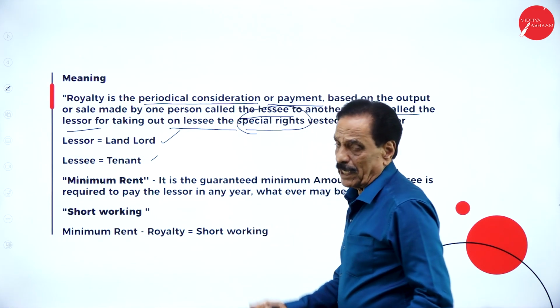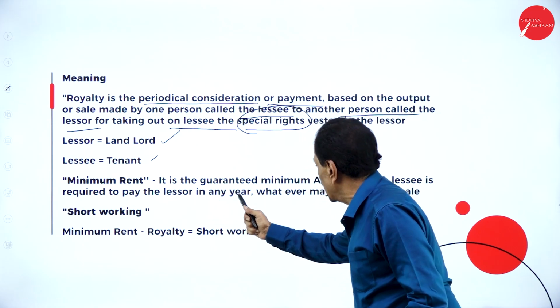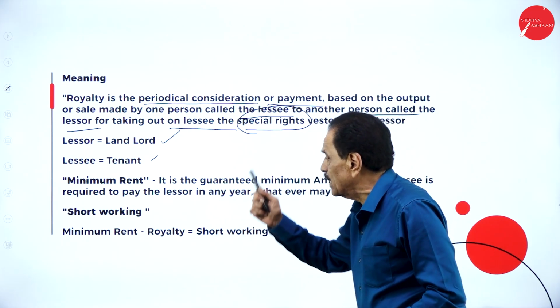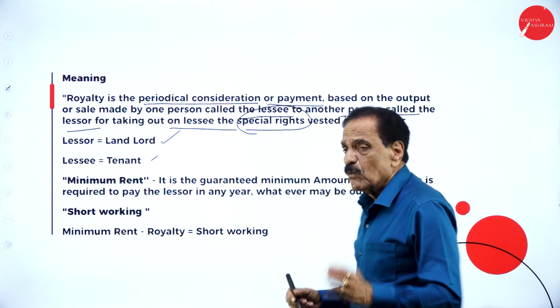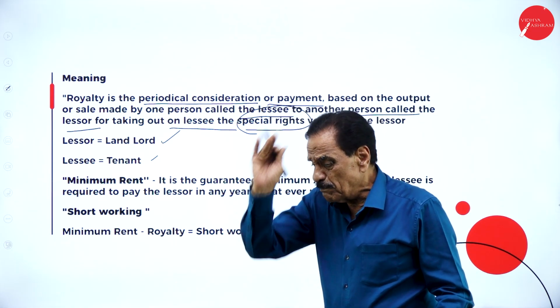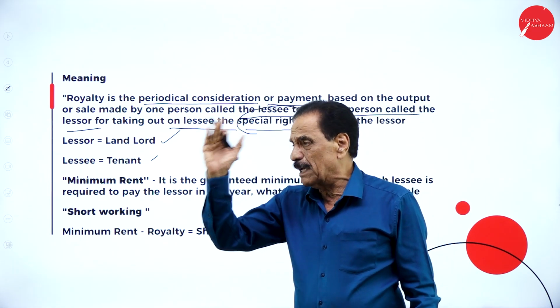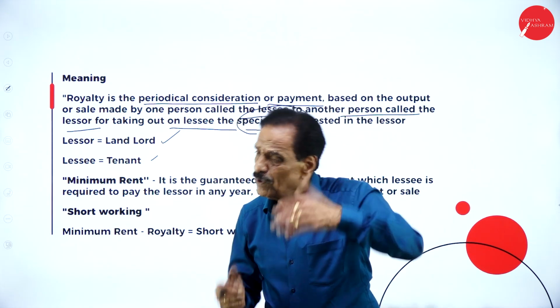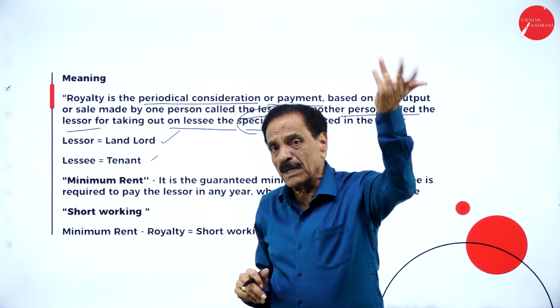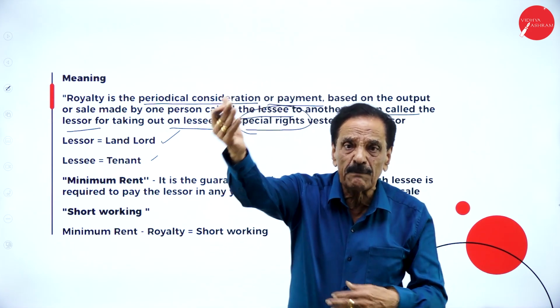What is the minimum rent? It is the guaranteed minimum amount which the lessee is required to pay the lessor in a year, whatever may be the output or the royalty. Minimum rent is a guaranteed amount payable by the lessee to the lessor. If the royalty is more, he has to pay the royalty. If the minimum rent is more, he has to pay the minimum rent.